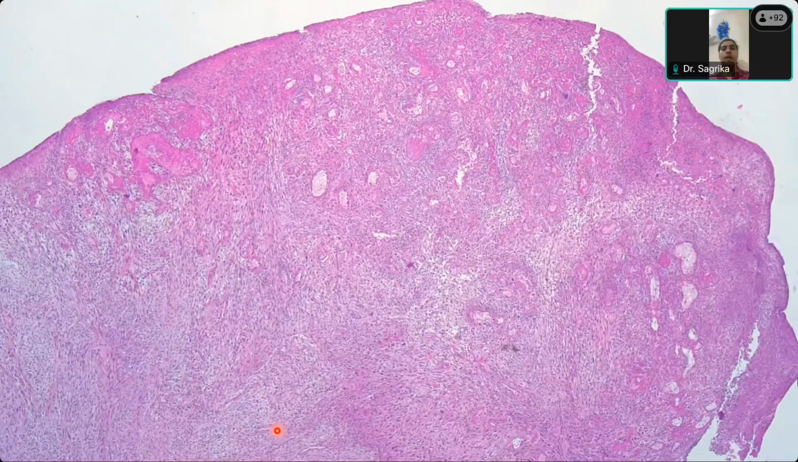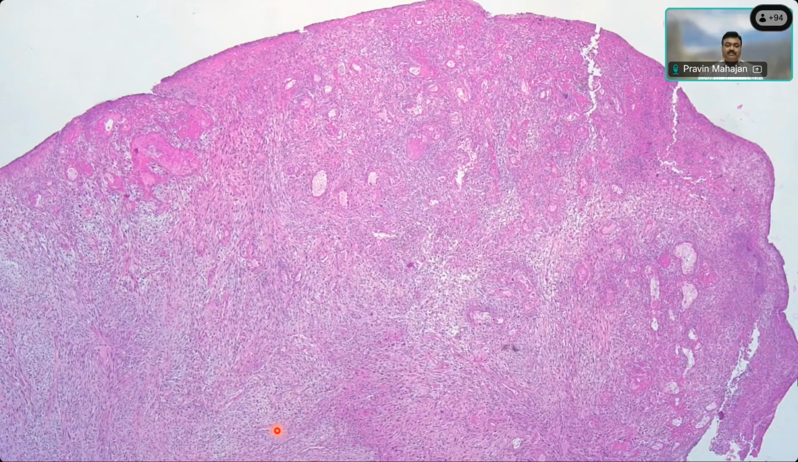Hello, sir. Yes, sir, Sagarika. Come, describe, please. As it is in an elderly patient, we can think of spindle cell squamous cell carcinoma. No, you are not describing it, Dr. Sagarika. You have to describe it. That is a different thing.